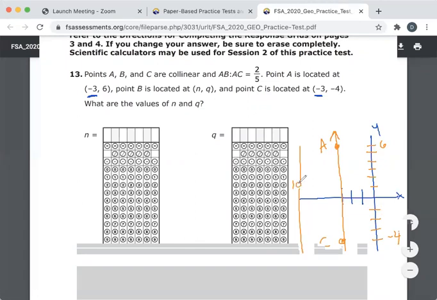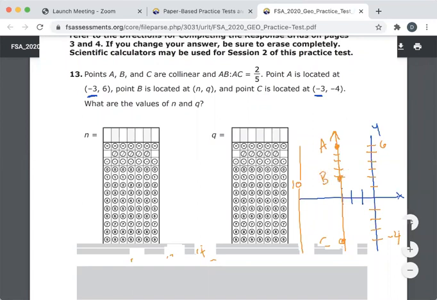So the distance from A to C is 6 to the axis, and the axis to -4 is 4, which is 10, right? So if I were to look at my proportion, AB to AC, well, I know that from A to C is 10. So I'm going to fill this in to figure out what AB is. From 5 to 10, that's times 2. 2 times 2 is 4. So from A to B is going to be 4 points. So I'm going to count down 4: 1, 2, 3, 4. And this is going to be point B.